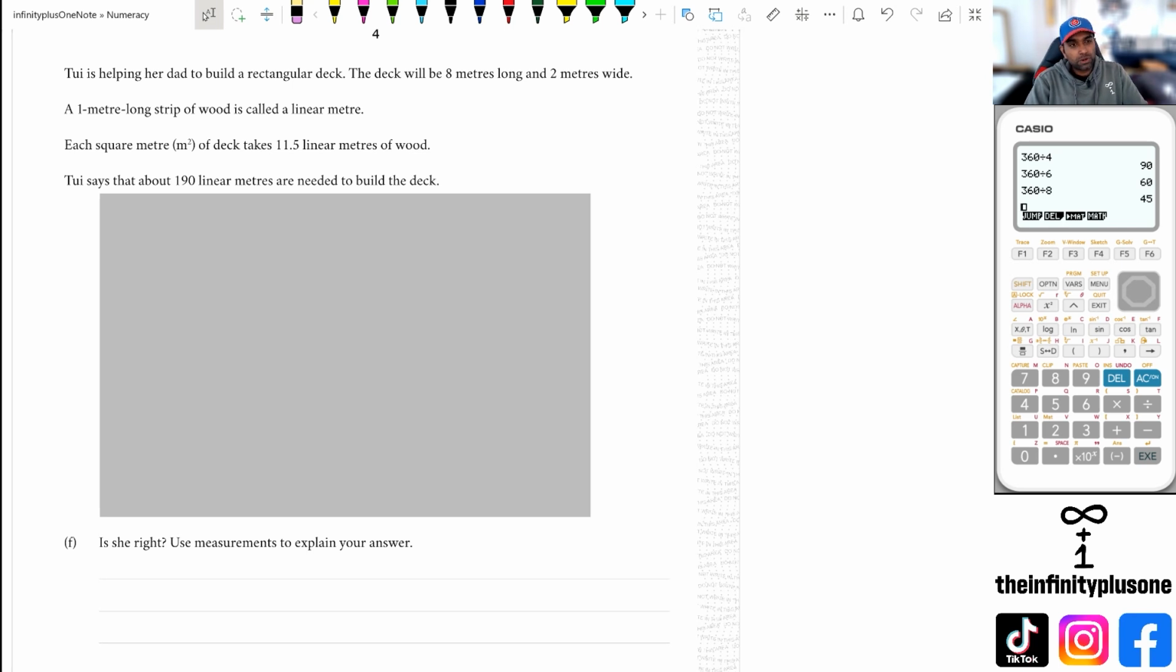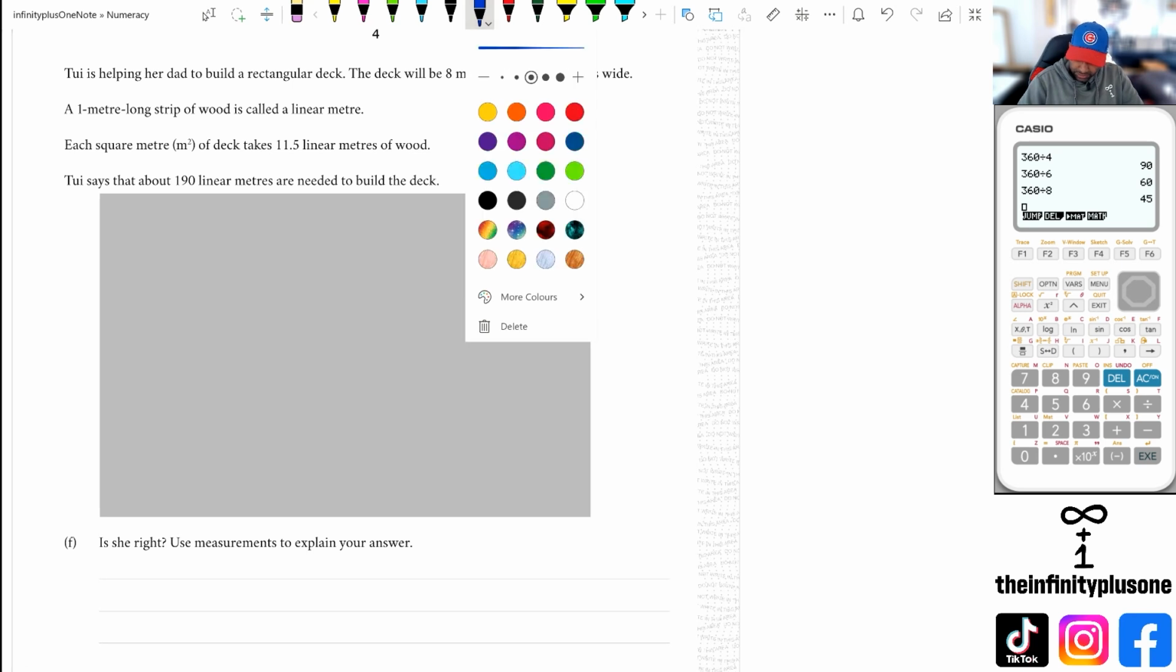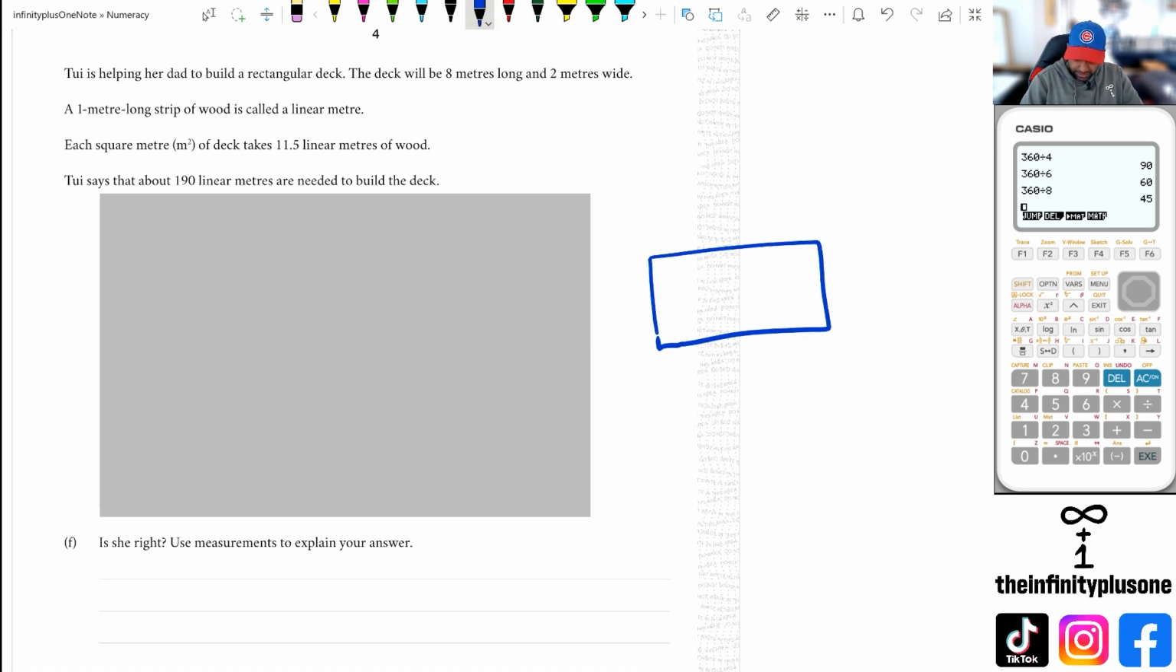So with this question, what we've got is somebody helping to build a rectangular deck. So we're going to draw that first. We've got a rectangular deck. The deck will be 8 meters long, so this is 8 meters, and 2 meters wide. This is 2 meters. Now it says a 1 meter long strip of wood is called a linear meter. Great. And then it says each square meter takes 11.5 meters of wood. So that means 1 meter squared is going to take 11.5. I probably would put this as 11.5 linear meters.